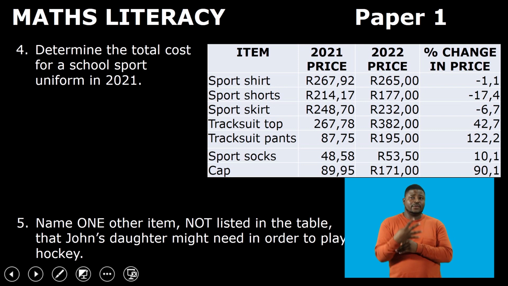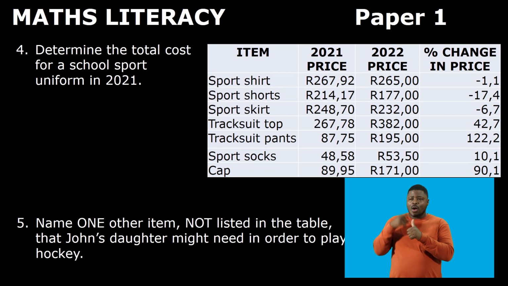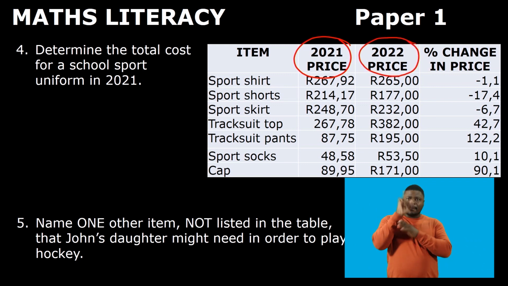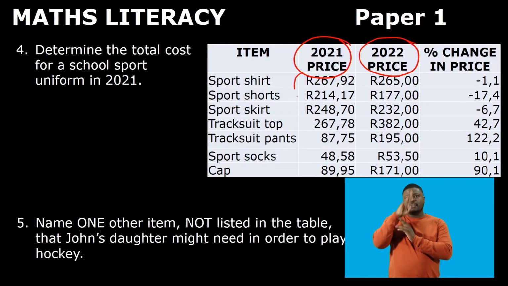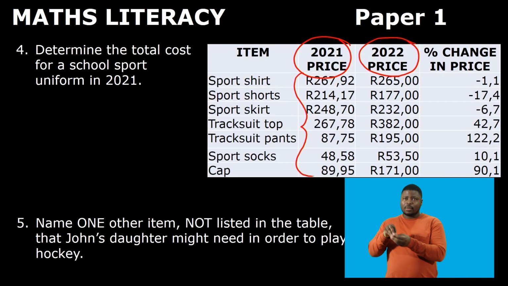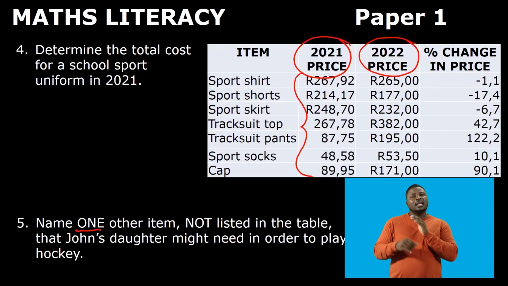Question 4, determine the total cost for a school sports uniform in 2021. Remember, it's very important, again, they give us 2 years. You must choose the correct year. And then the total cost means that you add all of those up and then write your answer. Also remember, this is money, so it's going to be 2 decimal places. And then name one other item not listed in the table. So the action verb is name, and then what do you need to name?